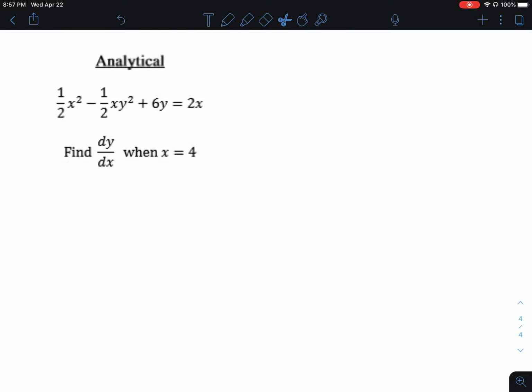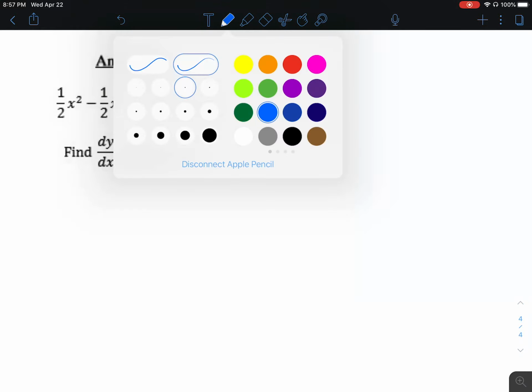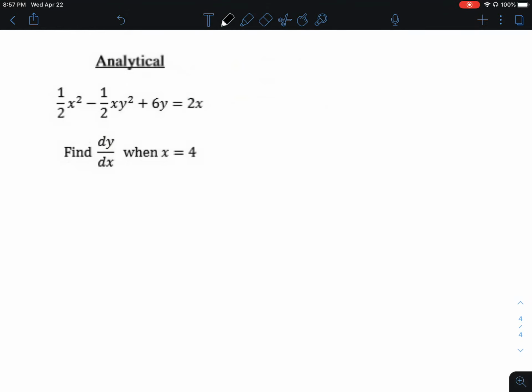This is Unit 3 review. We were asked to figure out what dy over dx is analytically for this monstrosity of a problem. So we've got to take this fella and take the derivative of each of these terms with respect to x. So I'm just going to rewrite the problem, leaving some space for me to write dy over dx.